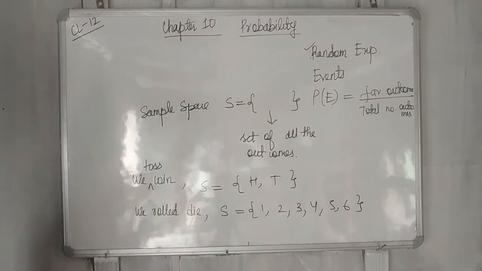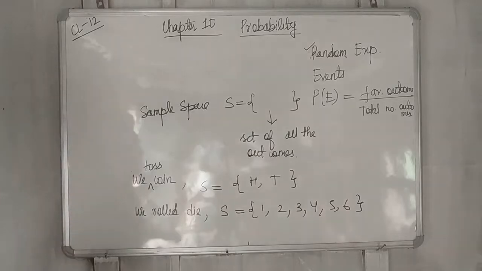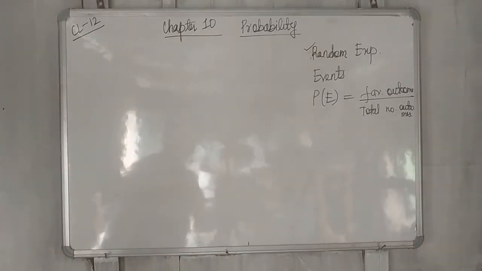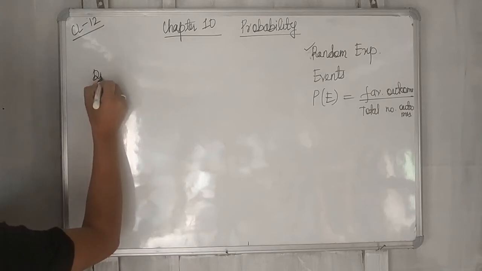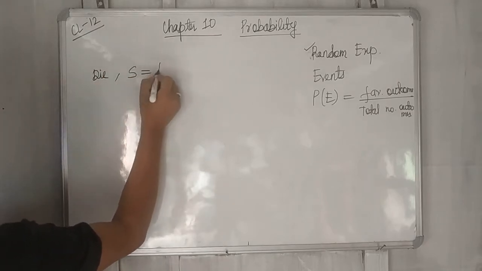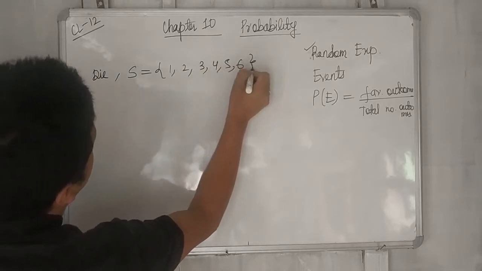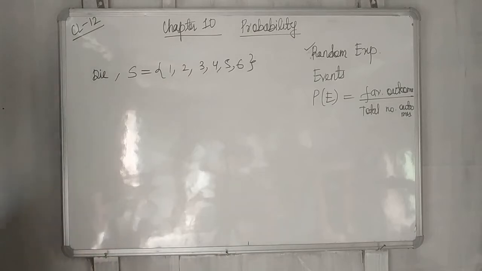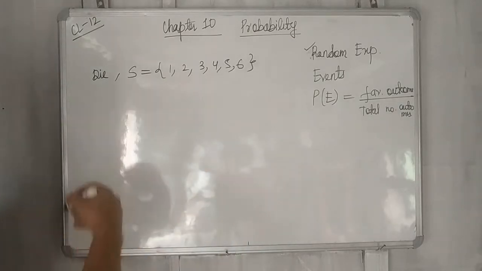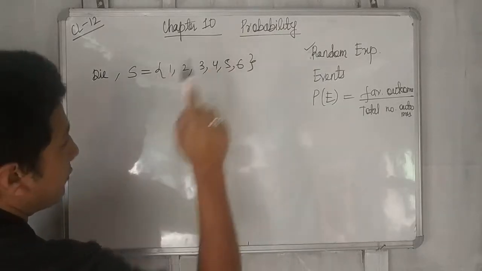Now, events. Please make a note of it. Pause the video and note it down. Suppose we assume a random experiment where a die is rolled. Then the sample space will be 1, 2, 3, 4, 5, and 6. So in total there will be 6 outcomes when I roll a die.